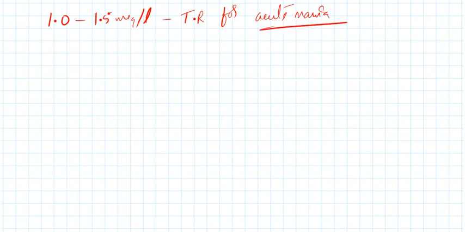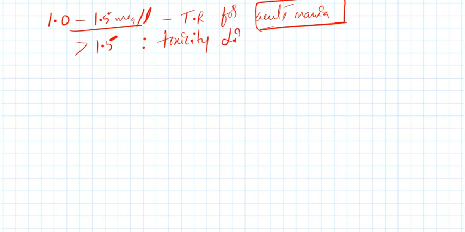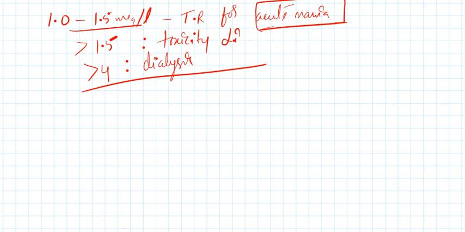But if the concentration is more, something like 1.0 to 1.5 milliequivalents per liter, then it is the therapeutic range for acute mania. This is the therapeutic range that should be maintained in acute mania. 0.6 to 1 is the range maintained in prophylaxis. If the concentration is more than 1.5, then it indicates toxicity of lithium. But if the concentration is more than 4, then it is an indication for dialysis. In this way, you should monitor the lithium drug.